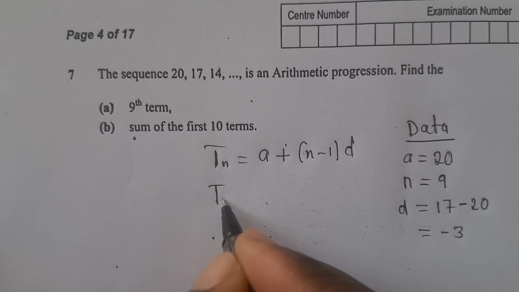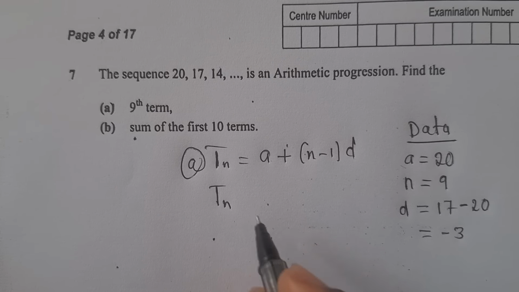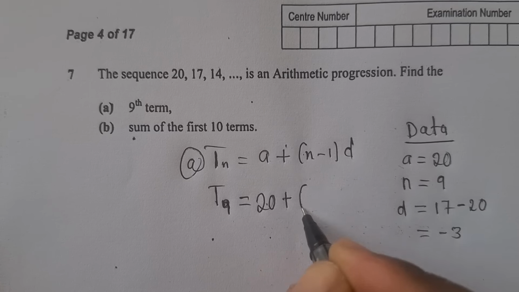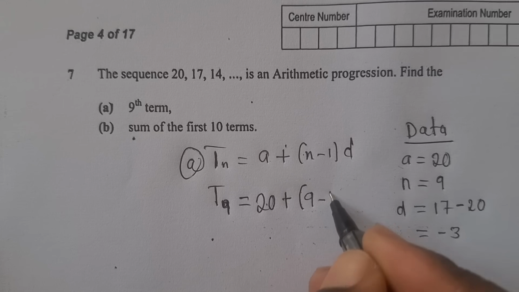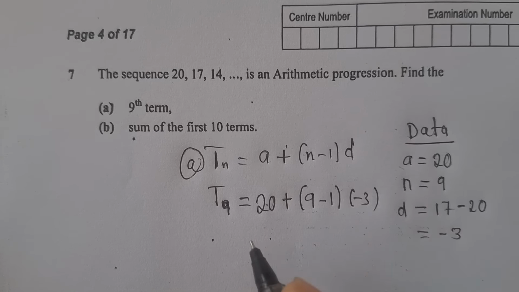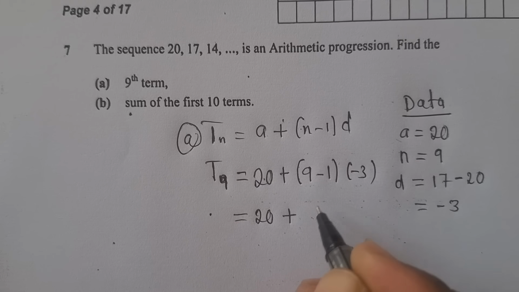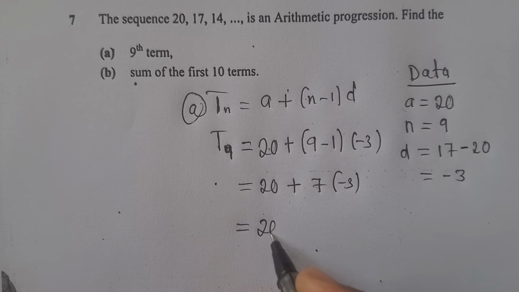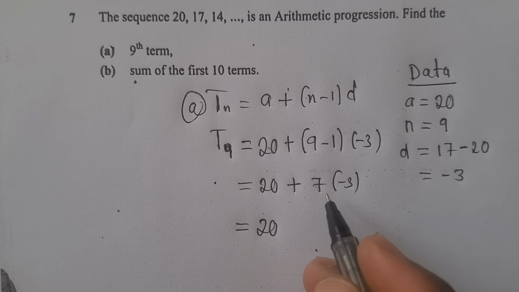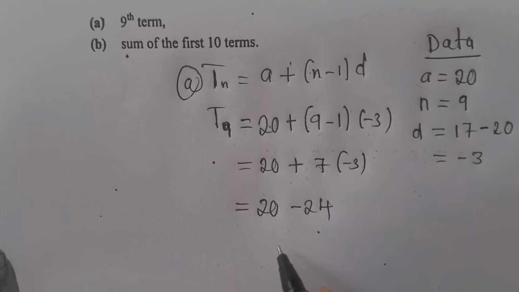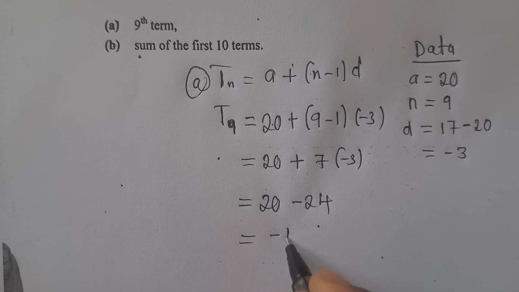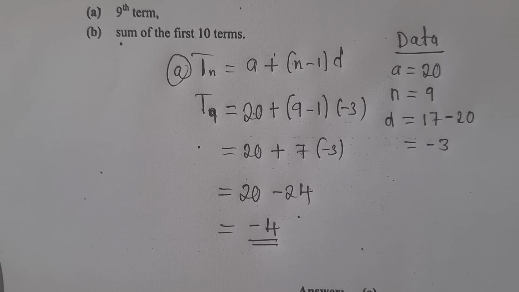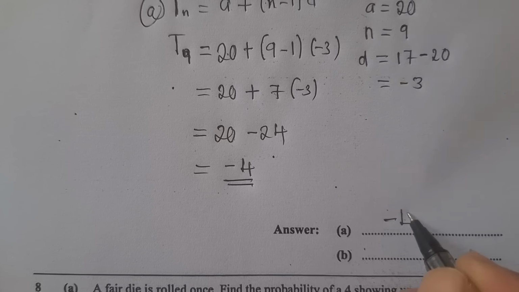So we can say Tn, this is a, T9, n is 9, is equal to our a is 20 plus n, there is 9 minus 1, and then here we've got negative 3. So 20 plus 8, then negative 3 there. So we've got 20. When we multiply 8 by negative 3, we're getting negative 24. We simplify further, this is giving us negative 4. So the 9th term is negative 4. We write it here, negative 4.